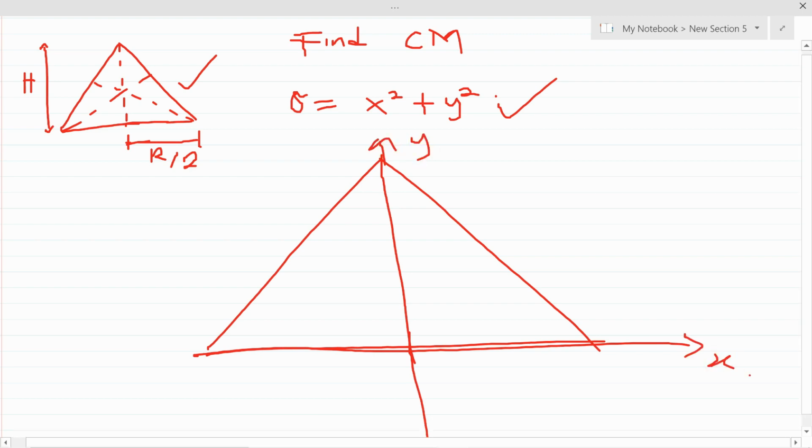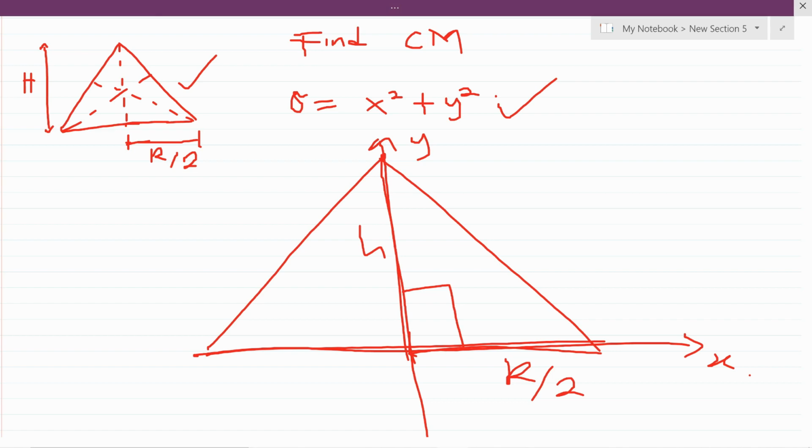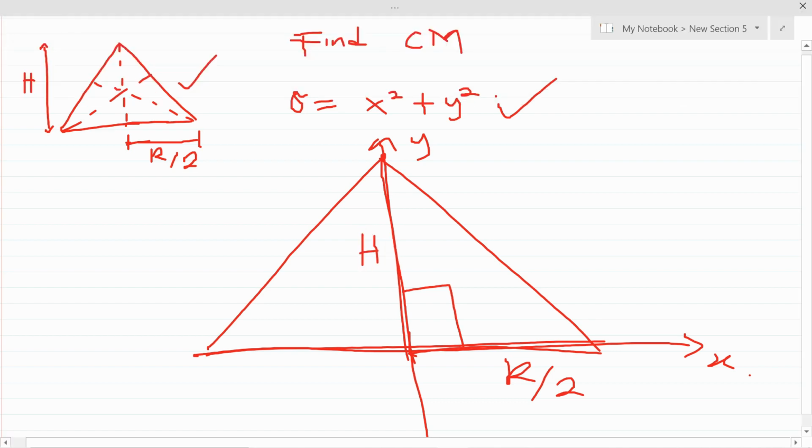Let's look at this. This is 90 degrees, but the whole of this side is the h, and here is the r/2 given in the question. So here is our height h, small h. Let's call it capital H in the question so that we go by whatever is given. So capital H like that.